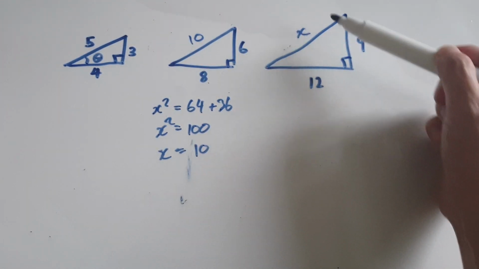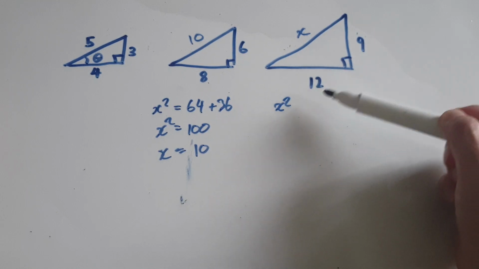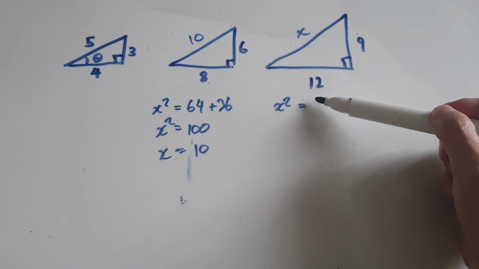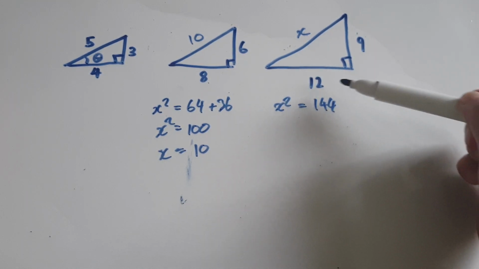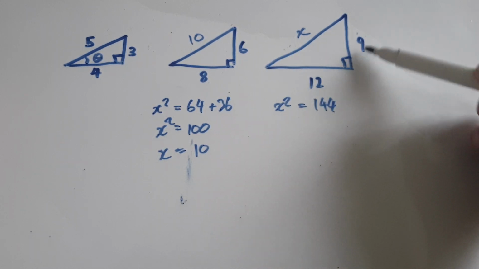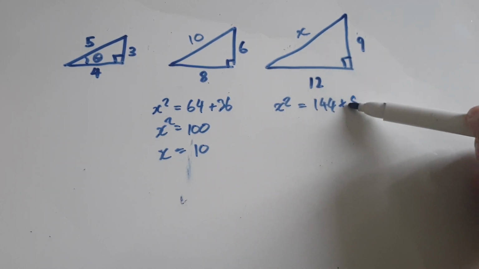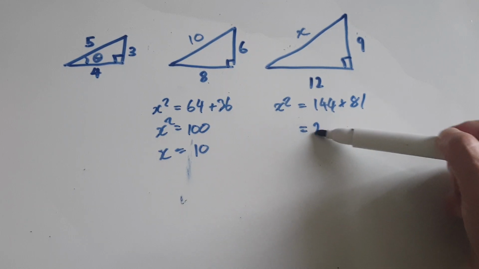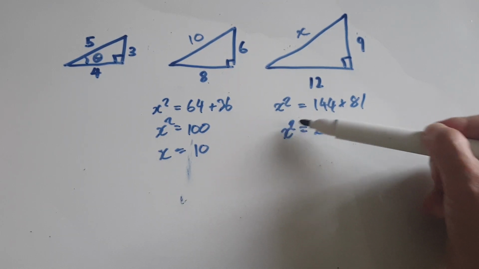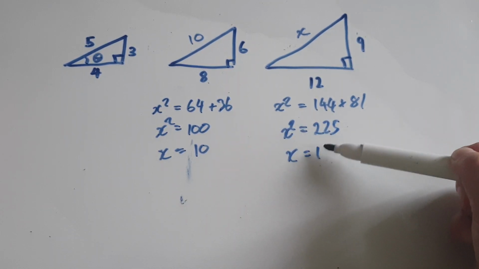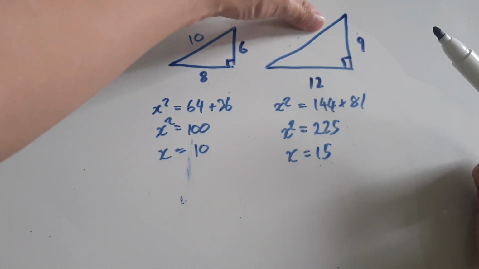Let me work out this length here. So x squared, using Pythagoras still, 12 times 12 would be 144, plus this squared would be 81. Add the two together would be 225. Square root both sides, it will be 15. So this length is 15.